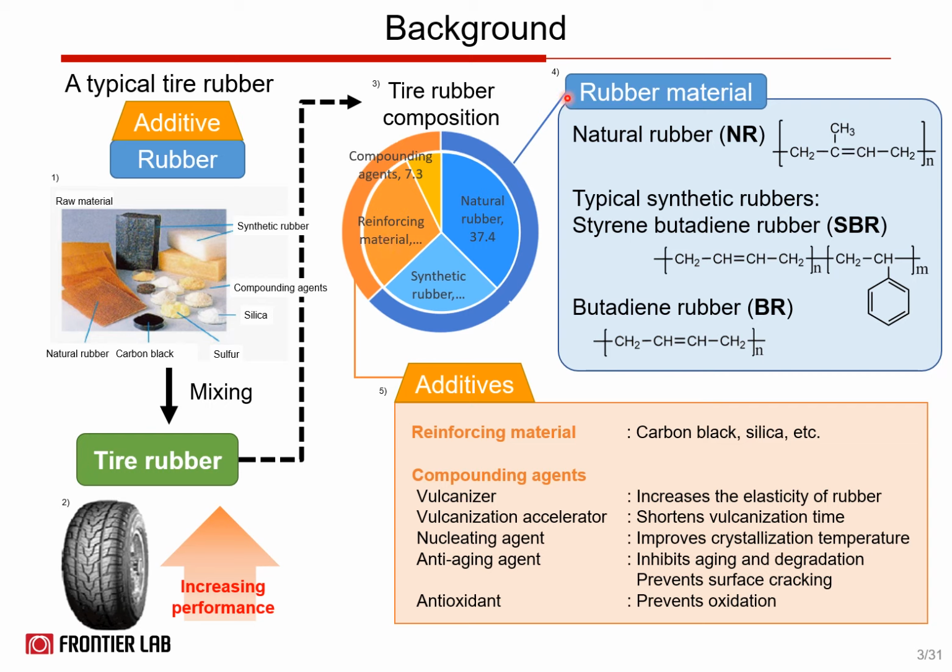The main lava material is natural lava, and the other main lavas are styrene butadiene lava (SBR) and butadiene lava (BR). Additives include reinforcing material such as carbon black, and compounding agent such as vulcanizer, vulcanization accelerator, anti-aging agent, etc. These additives are indispensable for processing lavas into tire lava.